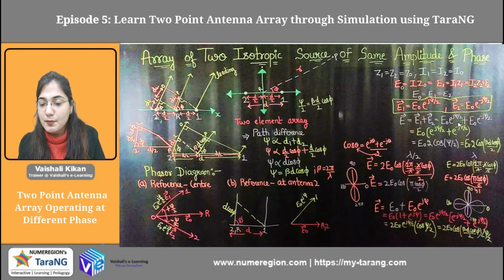So E0 e raised to power j psi by 2 plus E0 e raised to power minus j psi by 2. So it will be equal to E0 common, e raised to power j psi by 2 plus e raised to power minus j psi by 2. This is the formula of cos of theta. So cos of theta is e raised to power j theta plus e raised to power minus j theta upon 2.